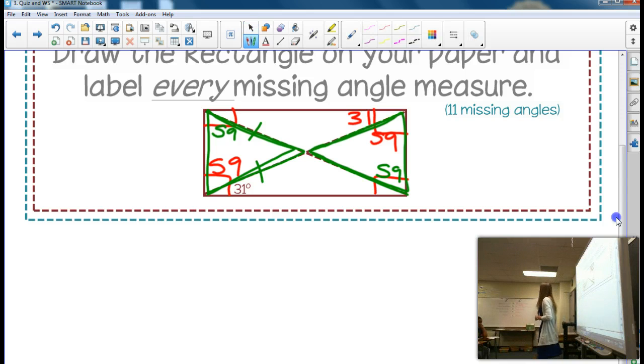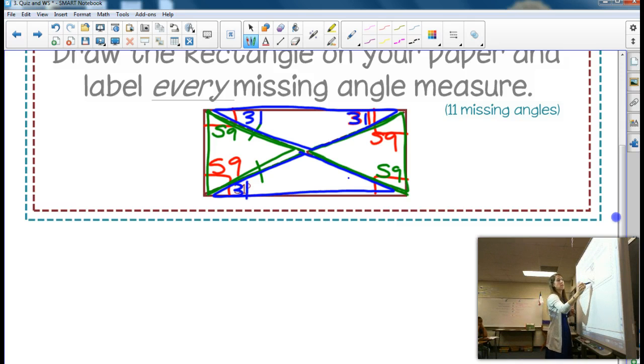There's more isosceles triangles. There's the skinny ones, and then there's the wide ones. Look, this blue is an isosceles triangle. So 31, 31. I'm doing base angles. In isosceles triangles, the base angles are congruent. They're the same. They're equal. Okay, we only have 4 angles left.